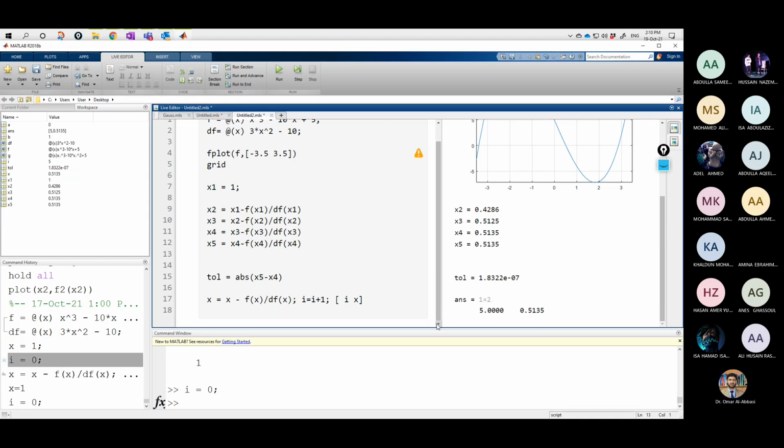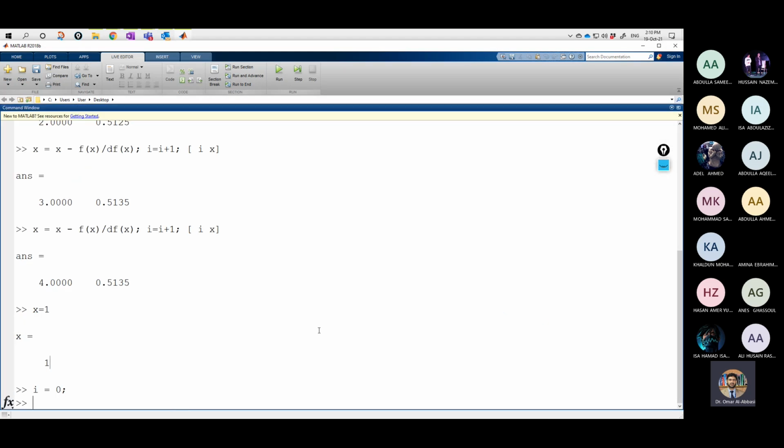Okay. But it is better because in the command window you can have a history of all the iterations. Okay. You can have a history of all the iterations. Is it clear, guys, so far with Newton's method? All right, Newton-Raphson.